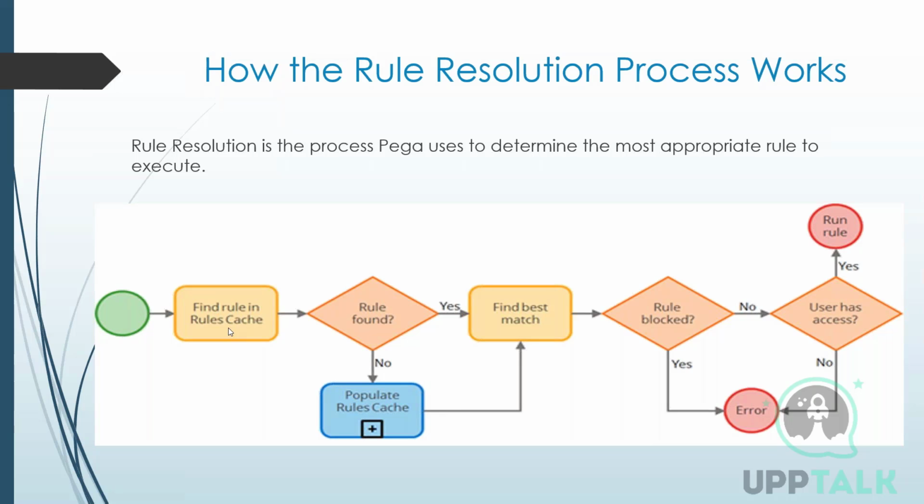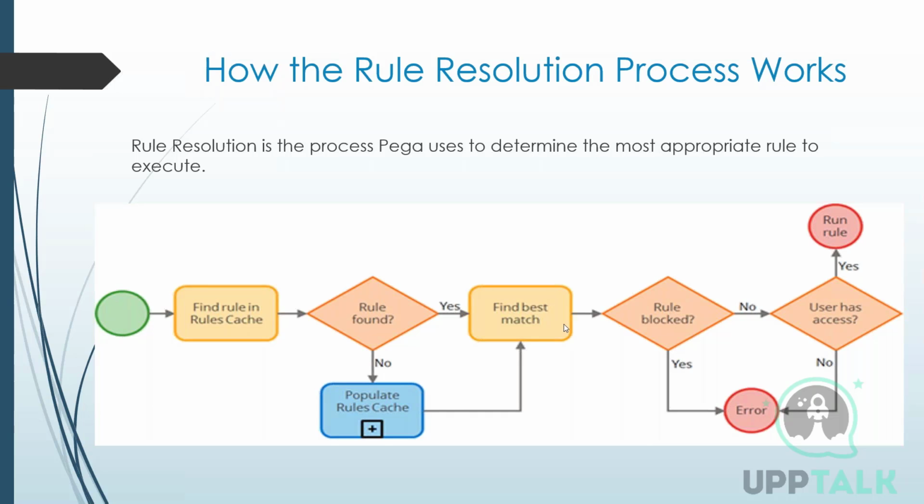So Pega gives us different caches for different entities, right? One of which is your rules cache. So this is going to store all the rules related to your application. First, the system goes and checks for the rule in the rules cache. Now, if it finds the rule, then it will check whether it is a best match or not. So what is a best match here? I'll talk about it.